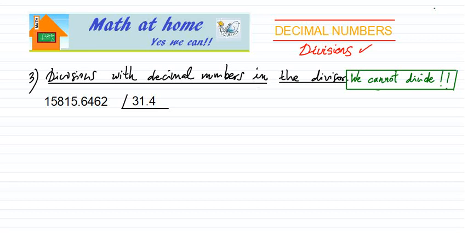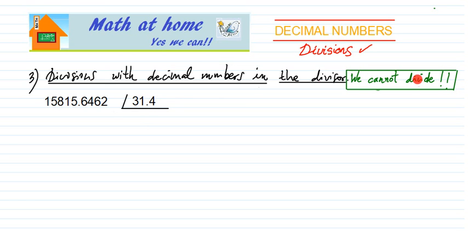Hi, here we are again to do operations with decimal numbers, divisions in this case, and we are in the third case, that is the general one, where in the division you can find decimal numbers in the divisor, like this. You have also in this example decimal digits in the dividend.